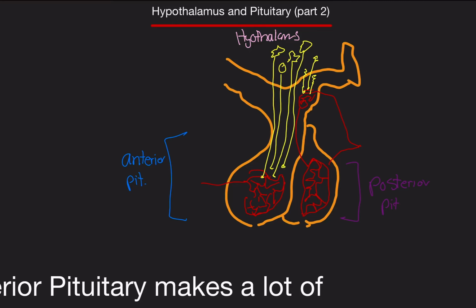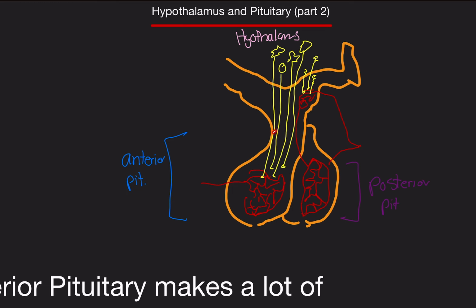Alright, welcome back. Today we're doing the hypothalamus and the pituitary gland, part 2. In this video, we're going to go over the anterior pituitary. In the last video, we went over the hypothalamus and the posterior pituitary. In this video, we're going to go over the hypothalamus and the anterior pituitary.